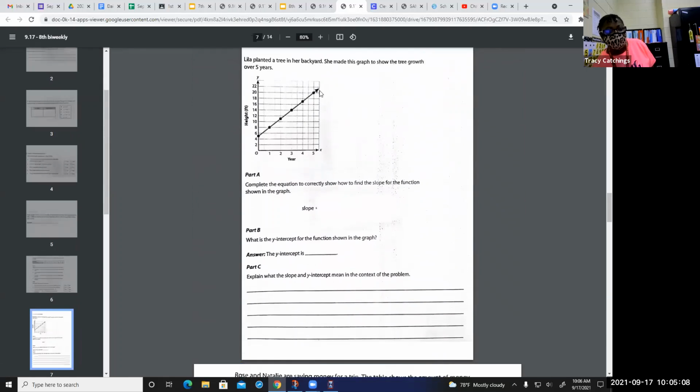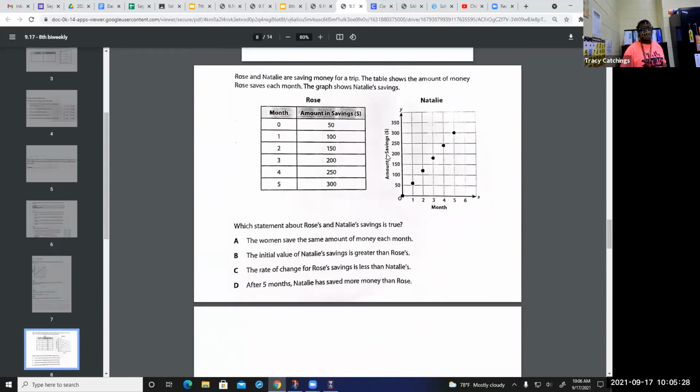The next one, they gave you a graph. They want you to write the equation for the graph and then of course find the slope and y-intercept and then explain what it means in that context. So pick out your 2 points and get the slope. Look at where it crosses the y-axis for that y-intercept, and then tell us what they mean based on the information up top.